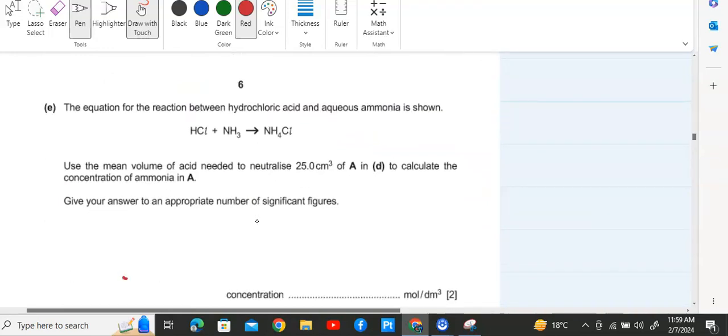Now you have a calculation part. The equation for the reaction between HCl and aqueous ammonia is given here. Use the mean volume of acid to neutralize 25 centimeter cube of A and B to calculate the concentration of each. So be very clear, what are you going to calculate in this part? First of all, write what is your question. You need to calculate the concentration of A, which is question mark, and you are provided with what? You are provided with the concentration of HCl.